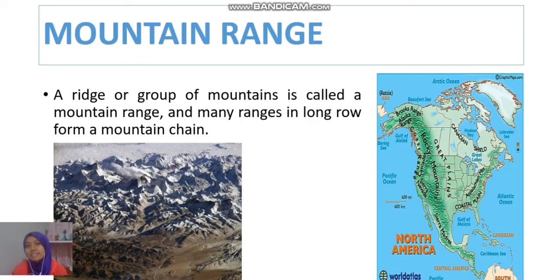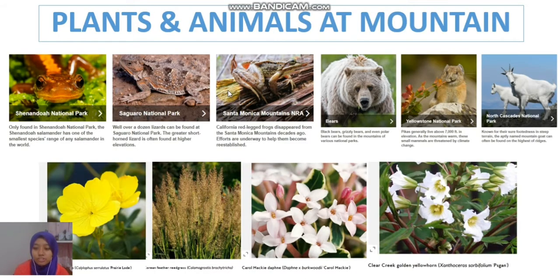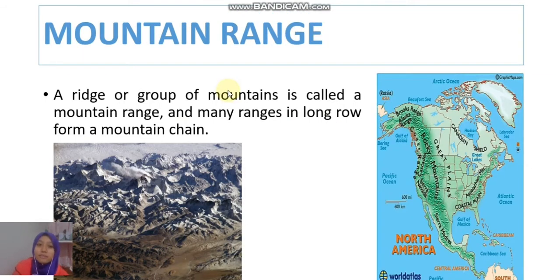Okay, next, I want to introduce to you the mountain range. A mountain range is a group of mountains in one particular place. So this is how it looks like. There are a lot of mountains in one area, and if you look at the map and see a lot of bumpy parts, then that is a mountain range.